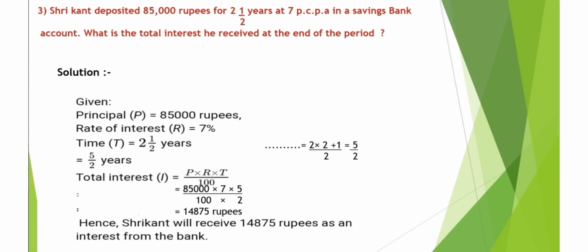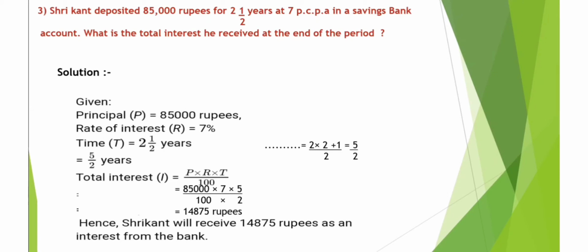Third question. Shrikant deposited 85,000 rupees for 2.5 years at 7% per annum in a saving bank account. What is the total interest he received at the end of the period? Now in this question, they have asked only to find the interest. We don't have to find the amount. So whatever the question asks, we have to stick to that.